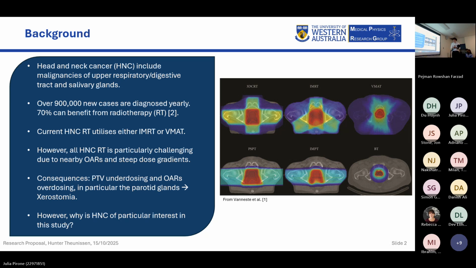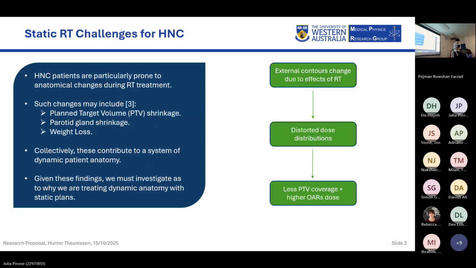However, you might be wondering now, why is head and neck cancer of particular interest in this study? And that is due to the static challenges usually associated with the treatment of head and neck cancer through radiotherapy. When patients are treated, they usually undergo quite extreme anatomical changes. The primary one being that the PTV shrinks a lot. The initial volume is quite high, and after only a few fractions, we see dramatic changes in patient anatomy. In conjunction with that, we also have surrounding tissue shrinking, such as the parotid gland. That does depend on where the lesion is itself within the head and neck region. However, that is still relevant.